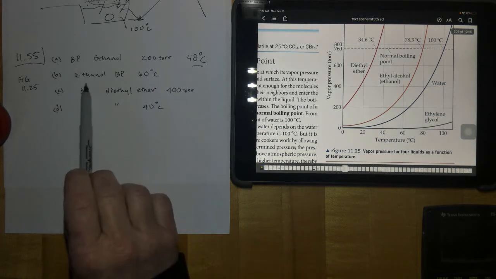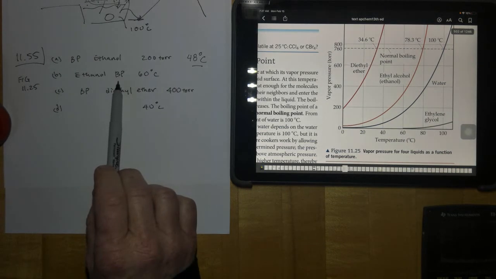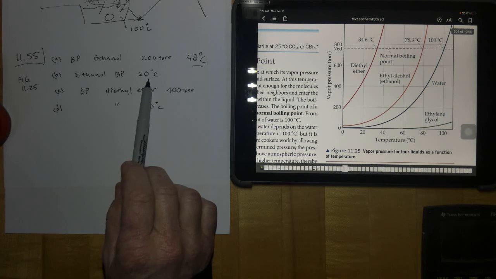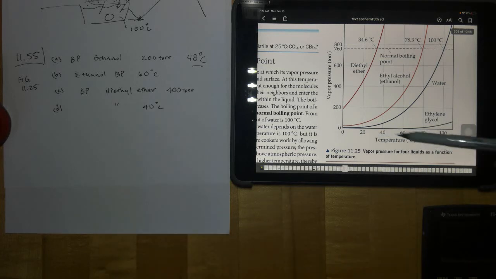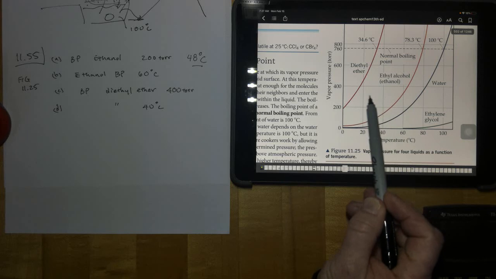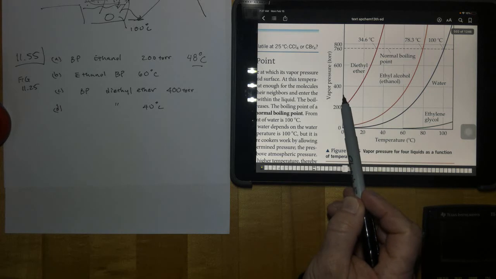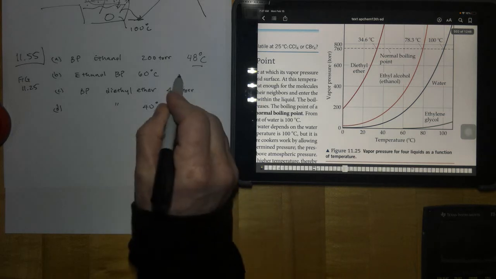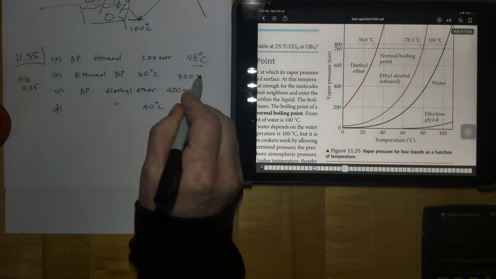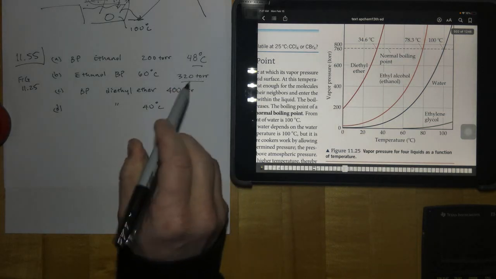And then at the boiling point of ethyl alcohol at 60 degrees Celsius, what does the pressure have to be? So now we're looking this way, and we find 60 degrees Celsius, and we find where it intersects ethyl alcohol right here. And then we follow that over this way, and we're above 300, but not quite to 400, so probably like 320, let's say. 320 torr. That would be our pressure at that boiling point.